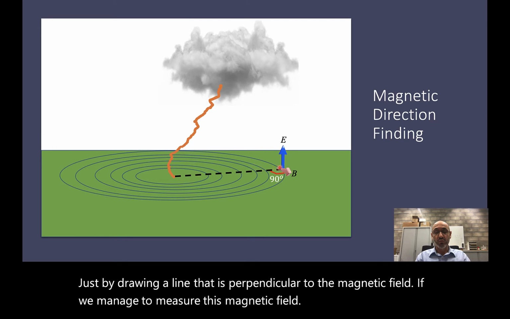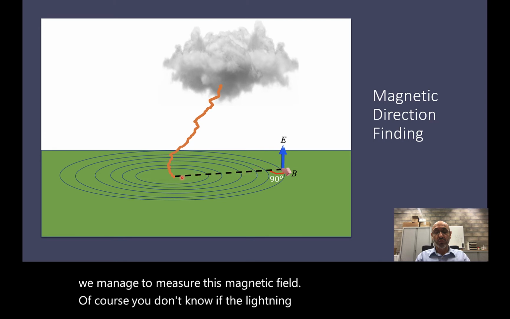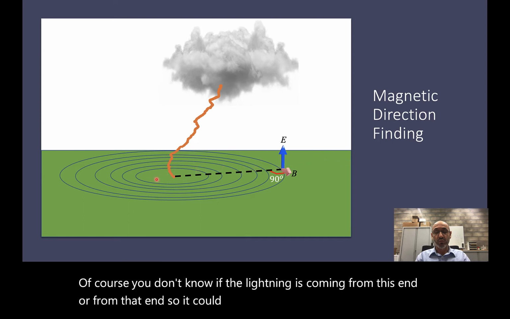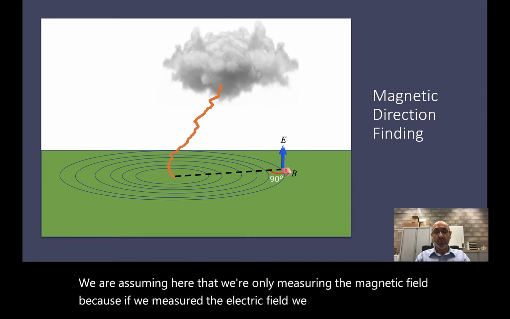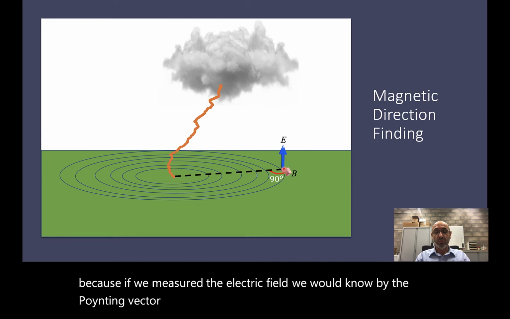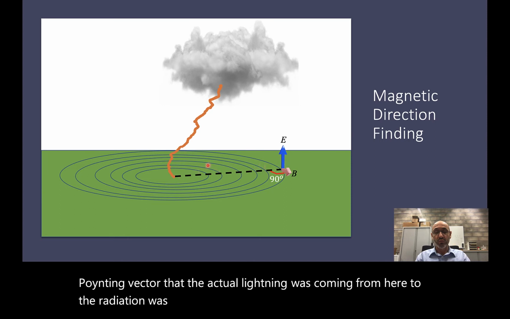Of course, you don't know if the lightning is coming from this end or from that end, so it could be any place along this line. We are assuming here that we are only measuring the magnetic field, because if we measured the electric field, we would know by the pointing vector that the actual lightning, or the radiation, was coming from this direction.